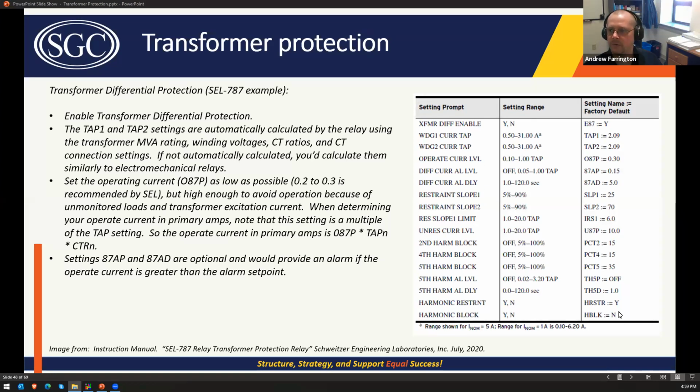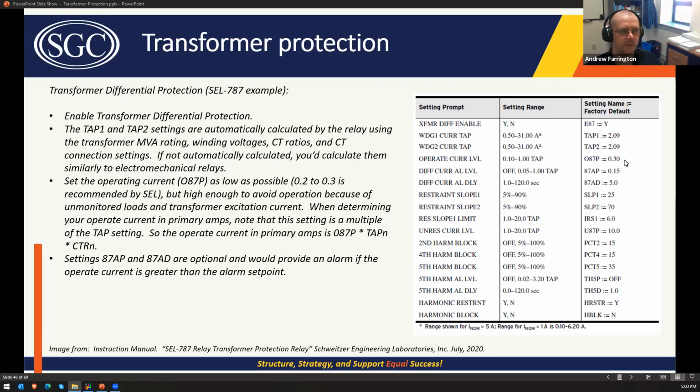So now in the differential area of the settings file, we've got the following settings that we need to determine and set in the relay. Obviously, the first one's pretty simple. We're just going to enable the transformer differential element by setting E87 to Y. The tap 1 and tap 2 settings are actually automatically calculated by the relay. It uses the MVA rating, the winding voltages, the CT ratios, and the CT connection settings that we set during the last class to calculate those tap settings.